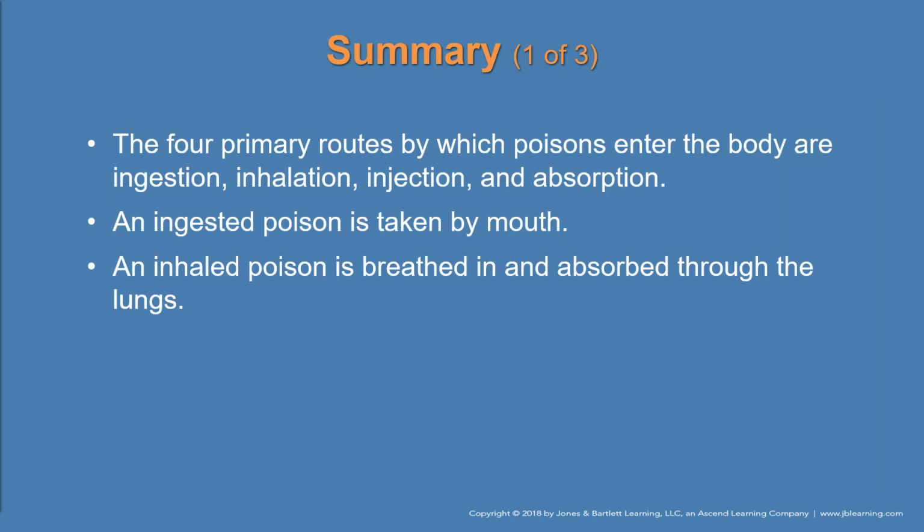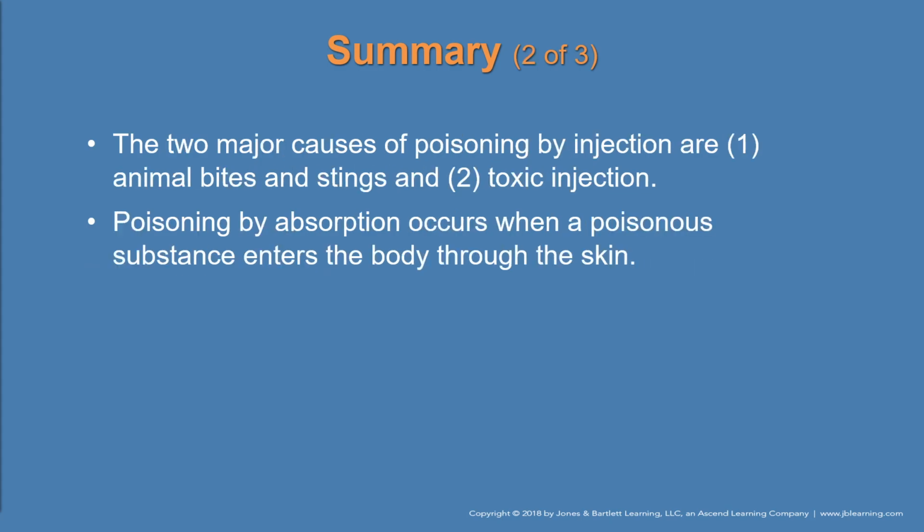another assessment. All right, so to summarize everything here, EMRs need to be familiar with signs, symptoms, and treatment of patients who are experiencing accidental or intentional poisoning. The four primary routes are ingestion, inhalation, injection, and absorption. Ingested poisons are taken by mouth. There may be chemical burns, odors, or stains. Inhaled poisons are breathed in. Some toxic substances, such as carbon monoxide, are very poisonous but not irritating. Other toxic gases, such as chlorine, are very irritating and will cause coughing and severe respiratory distress. The two major causes of poisoning by injection are animal bites and stings, and then toxic injections.